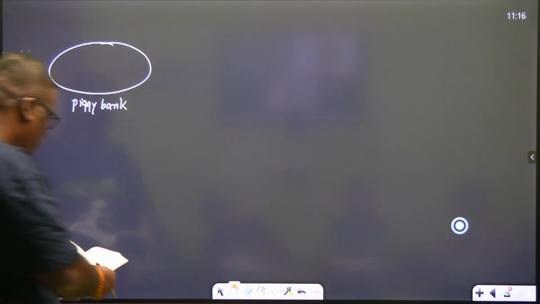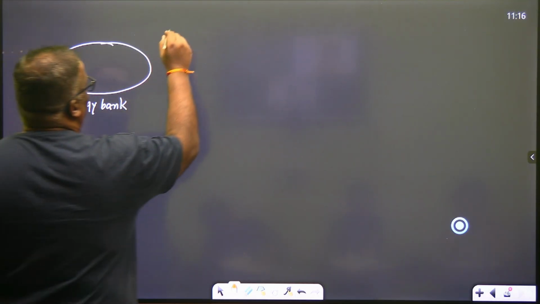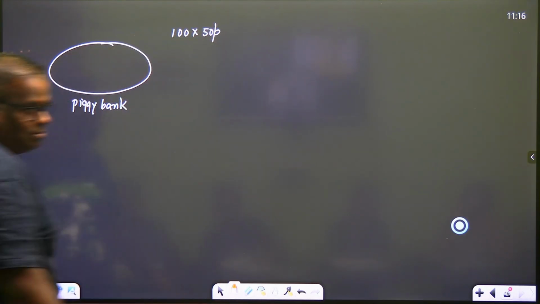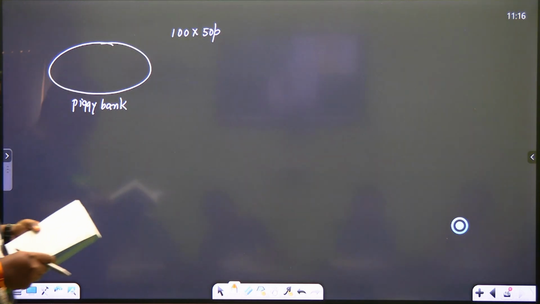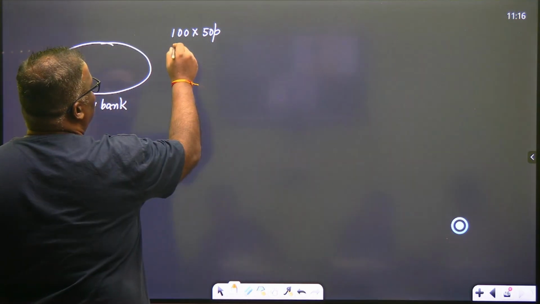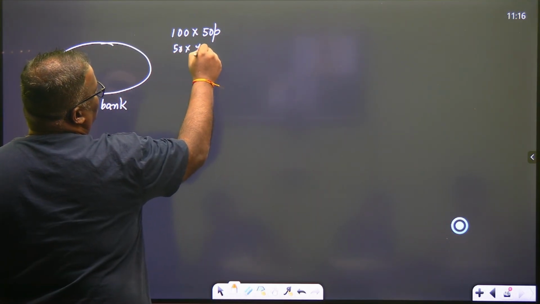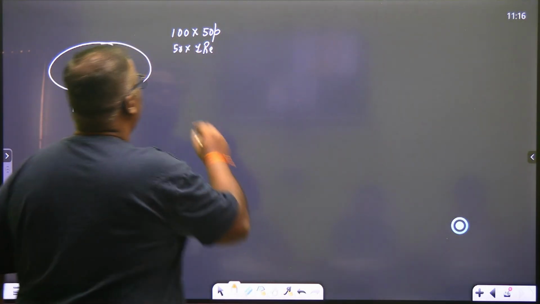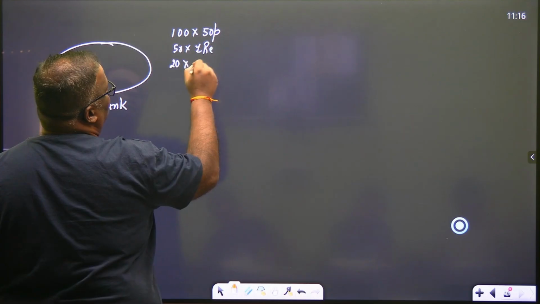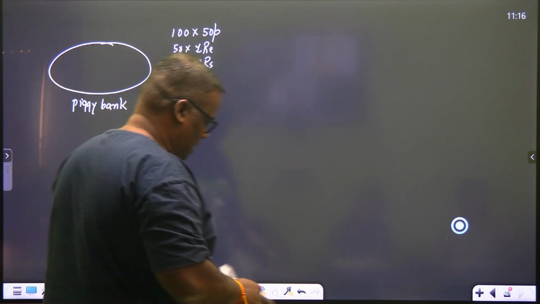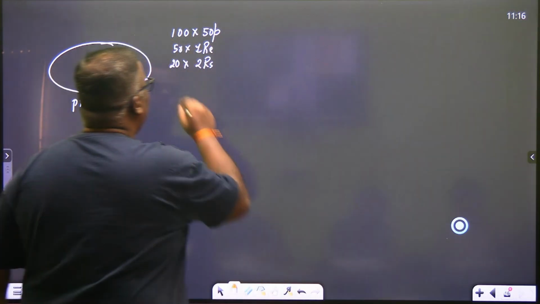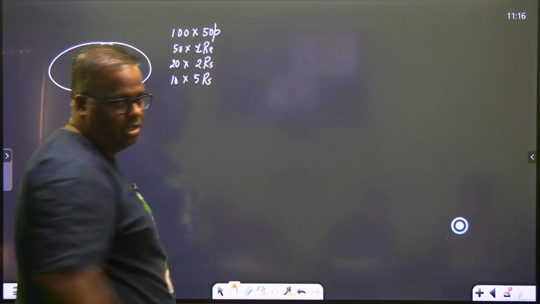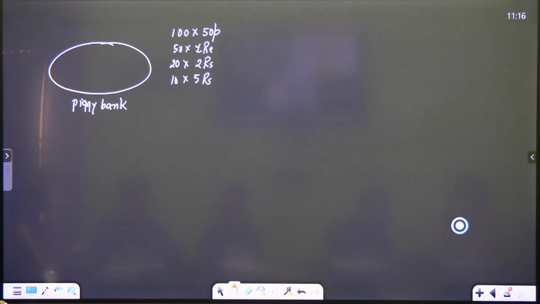This piggy bank has got 100 numbers of 50 paise coins. Agreed? Then 50 numbers of 1 rupee coin. 20 numbers of 2 rupees coin and 10 numbers of 5 rupee coin. Is this clear? This is what is there in a piggy bank.